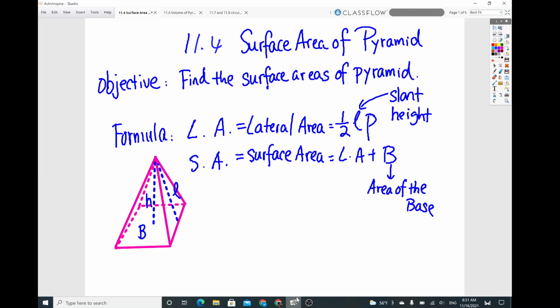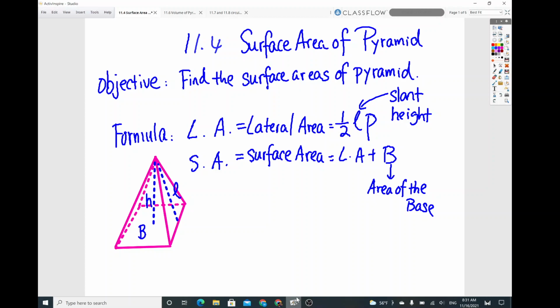So today I would like to talk about section 11.4, and this one is all about the surface area of a pyramid. So the objective: find the surface area of a pyramid, or sometimes you can find the lateral area. The difference is that the lateral area is just the area of the sides, of all those triangles there. And the surface area includes not only the lateral area, but also the area of the base.